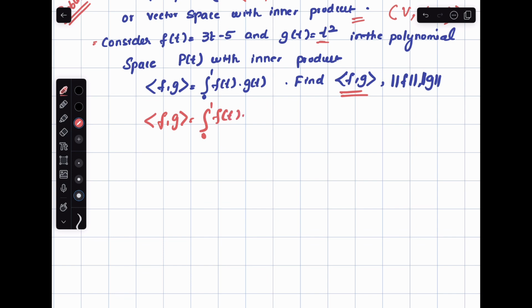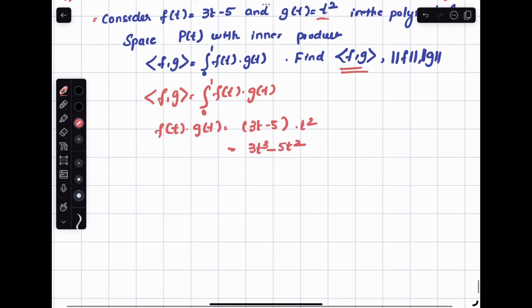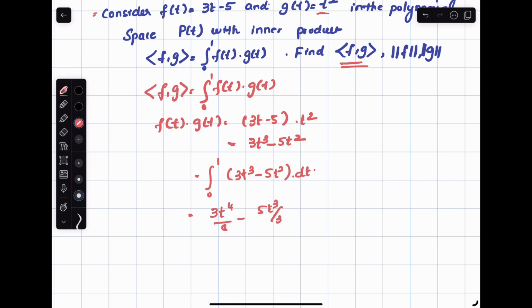First and foremost, we will find the inner product of f comma g. They have given that it is the integral of f(t) times g(t) over the interval from 0 to 1. So directly we will find f(t) times g(t) first, and then apply the integration. It is (3t minus 5) into t square, so you will get 3t cube minus 5t square. Applying the integration, I get the integral from 0 to 1 of (3t cube minus 5t square) dt, which is 3t to the power 4 by 4 minus 5t cube by 3, interval from 0 to 1.